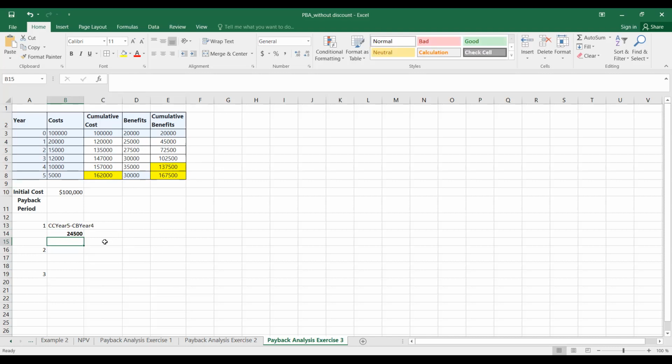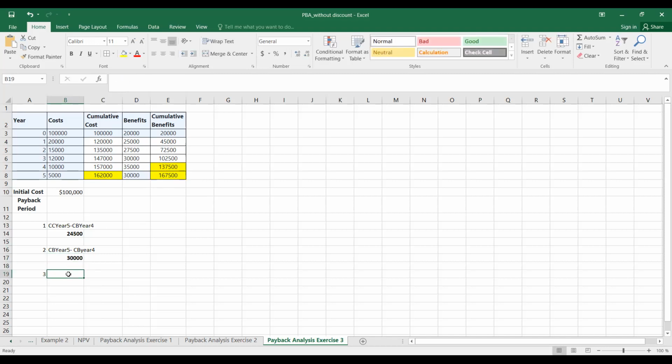Your value is $24,500. So that is a difference that needs to be created between year 4 and year 5. So finally, you'd want to find out what is the difference between cumulative benefits year 5 and cumulative benefits year 4. In fact, it would be 30,000, because this is the difference. If you want, you can even calculate: 167,500 minus 137,500 gives you a value of 30,000.